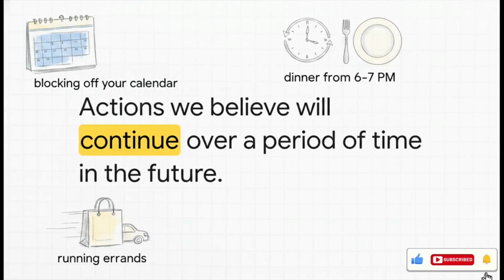For scheduled, ongoing activities, you'll want the future continuous. This tense accurately plots an action over a future block of time. If you need to block off your calendar, you might say, we will be eating dinner from 6 to 7 p.m., or I'll be running errands all afternoon. It sets clear boundaries around an action that'll be in progress during a specific window in the future.